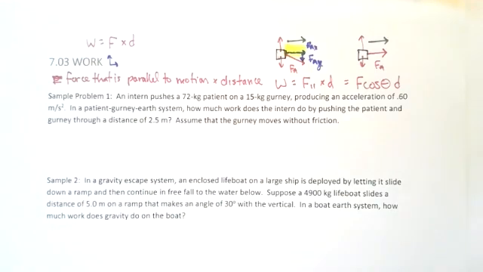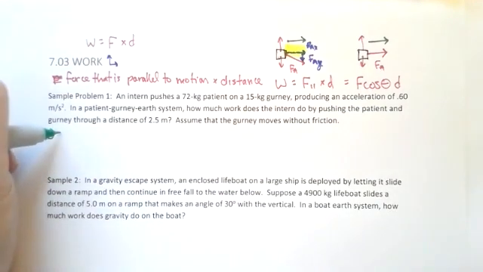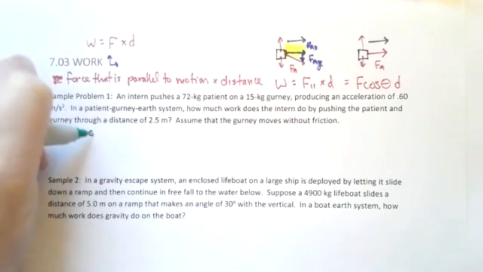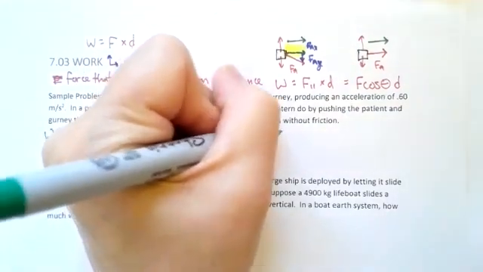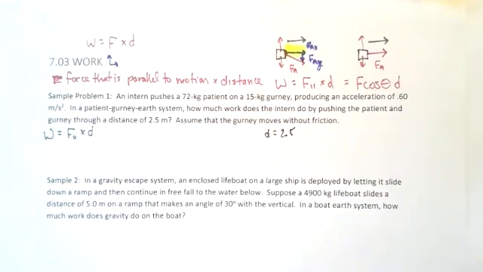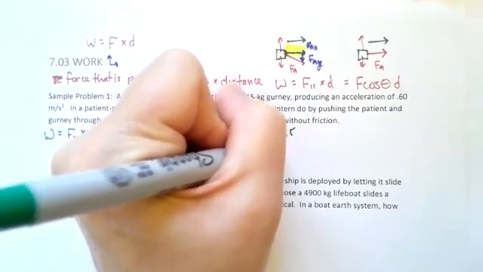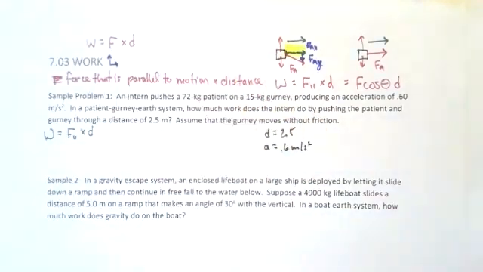So if I wanted to, I could do a free body diagram. I don't necessarily have to for this one. They're asking for how much work does the intern do. So we know that work is my parallel force times my distance. I have a distance of 2.5, but they don't give me a force. They do give me an acceleration of 0.6 meters per second squared, and they give me masses.